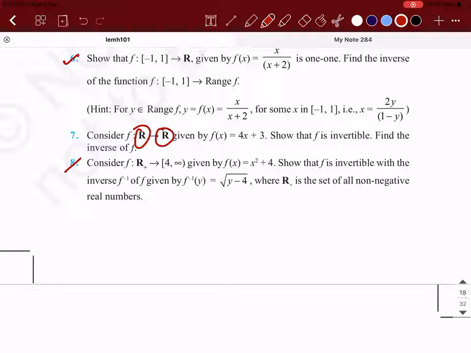Okay, the map is from R plus to [4, infinity). f(x) is equal to x square plus 4. That is the given function. Show that f is invertible. Do it fast. So for the one-to-one function, you will take only positive x because it comes from R plus.